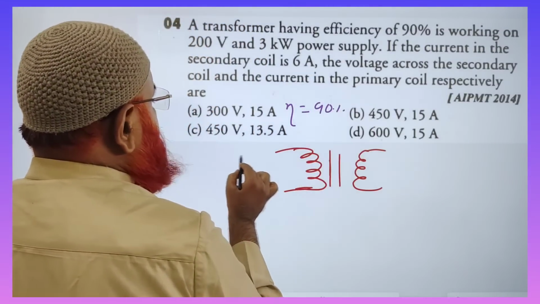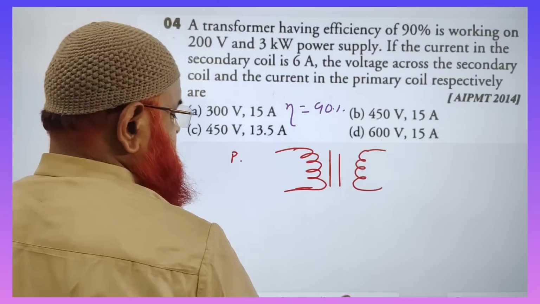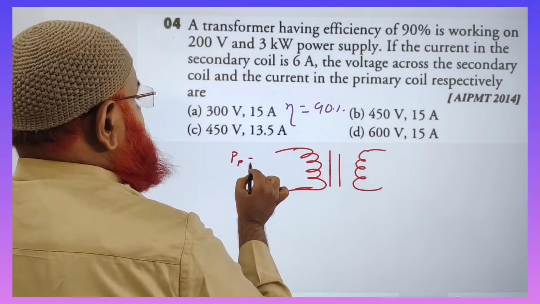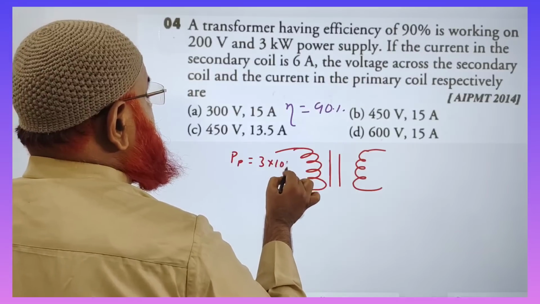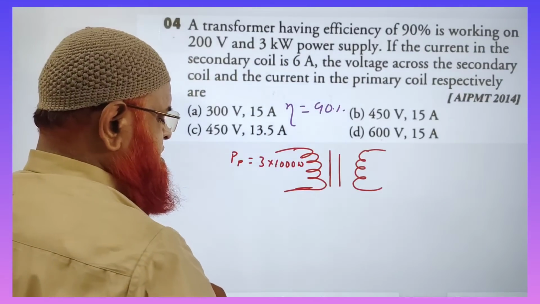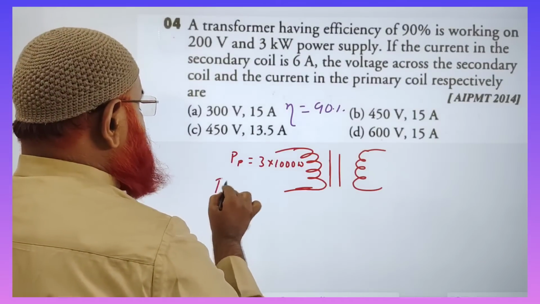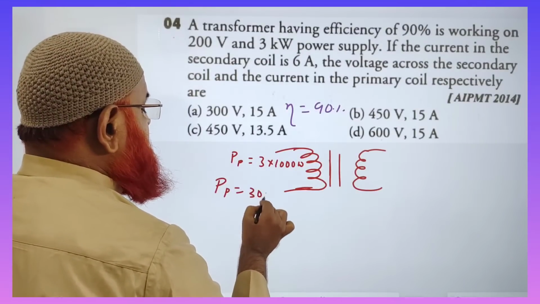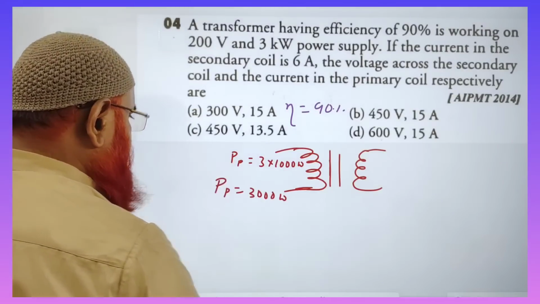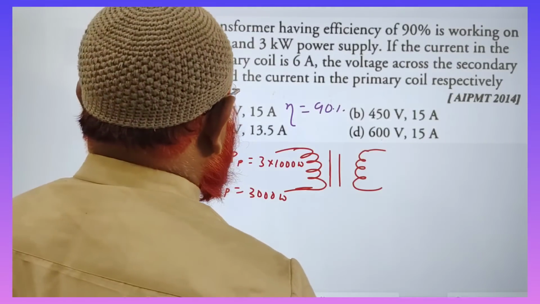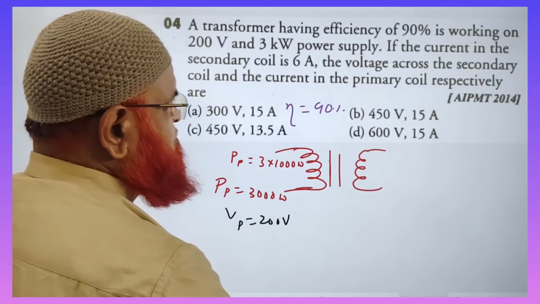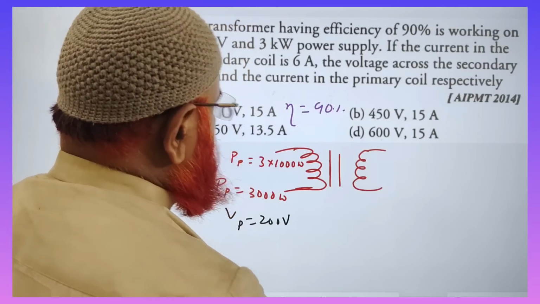So here, below, is the primary. What is the primary power? 3 into 1000 watts, kilo means 1000. Is it understood? Power at the primary is 3000 watts. Voltage at the primary is given, but what is the use of that? It's no use, isn't it?